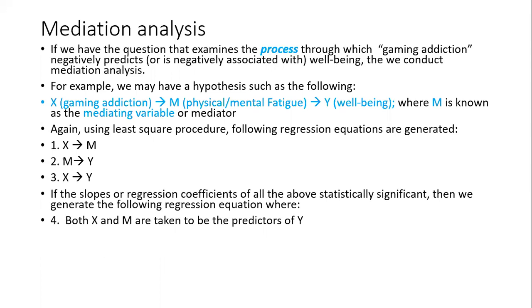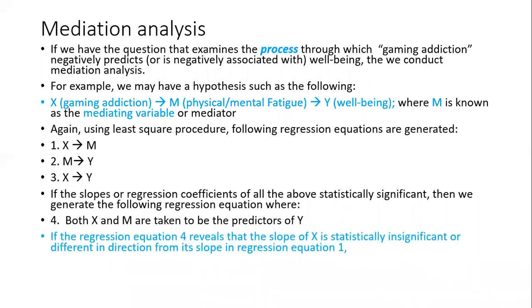I mean, it's actually saying that where regression equations 1, 2, 3 are bivariate regression equations, or regression equations involving just two variables, we find that equation number 4 involves a multiple regression analysis. Why? Because we find that there is more than one predictor variable. So both X and M are taken to be the predictors of Y, and we try to generate the regression equation there.